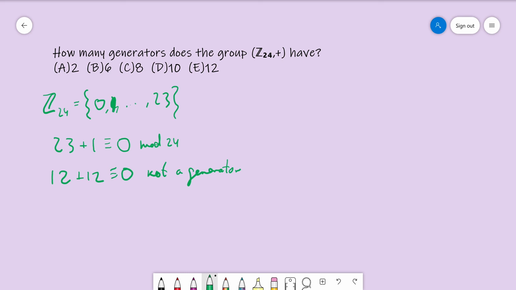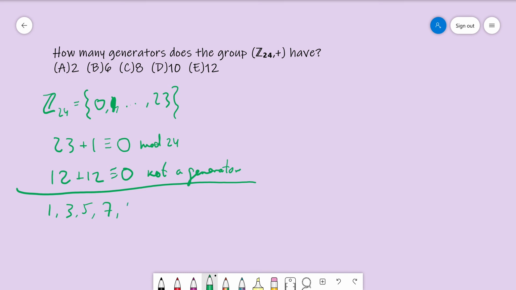And what you have to know here is that in order to be a generator of this group, the element has to be relatively prime to 24. So this is like asking how many numbers are relatively prime to 24 between 0 and 23. Well, let's see. 1 is relatively prime to anything, and 2 is not because they're both even. You got 3, 5, 7... 9 is not relatively prime to 24 because they have a common divisor of 3.